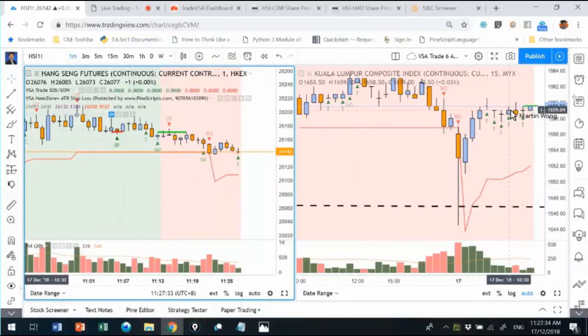You can see the FKLI. This one we have to wait for the afternoon, 2-3 o'clock, to give you some sort of update. Okay, good, it's breaking down now. Okay, volume, looking for now.